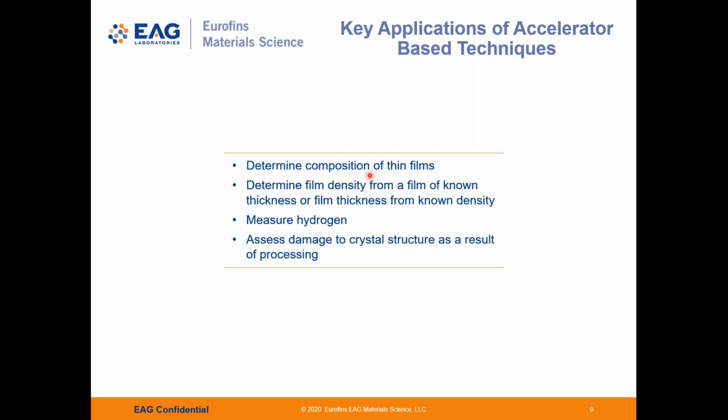Determine quantitatively the elemental composition and thickness of thin films or thin film structures. To determine the film density, given a known film thickness, and vice versa. We can determine the film thickness given a known density. Measure the concentration of hydrogen in a film. RBS is unique among techniques in being able to measure hydrogen content. The other technique that can do this is SIMS.